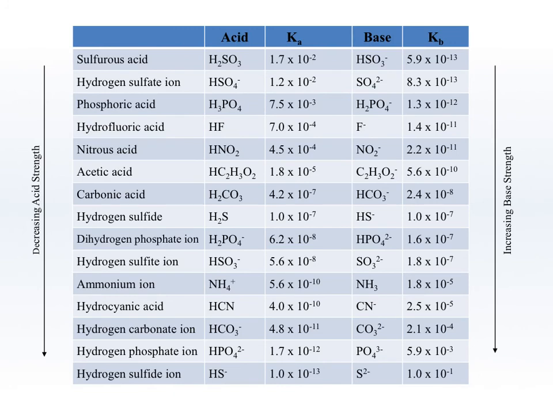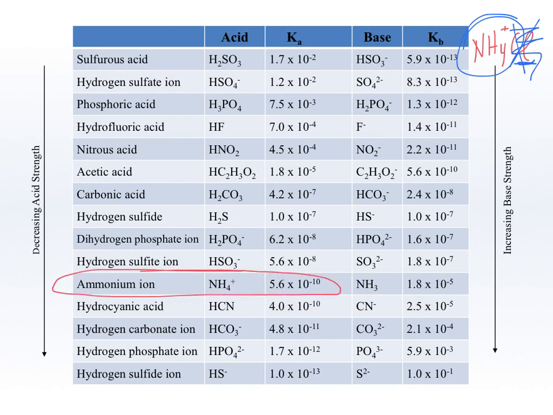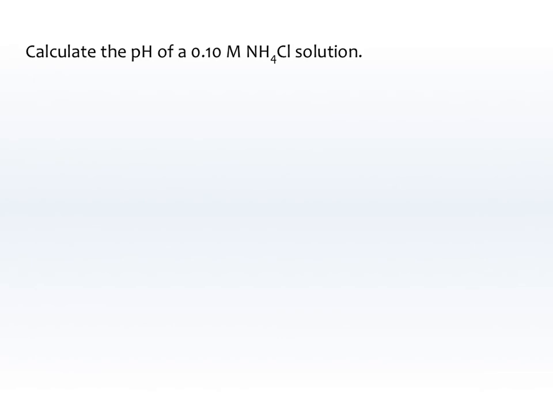All right, last problem. This one's asking about NH4Cl. So looking at Cl, that comes from the strong acid HCl. Ignore it completely, as if it didn't exist. You're interested only in NH4, specifically NH4+. So NH4+, there it is. It is an acid. It's got a Ka of 5.6 times 10 to the negative 10. Ka for NH4+, 5.6 times 10 to the negative 10.